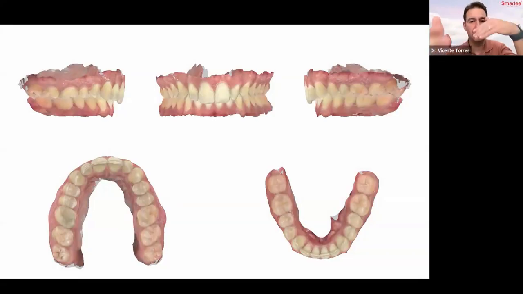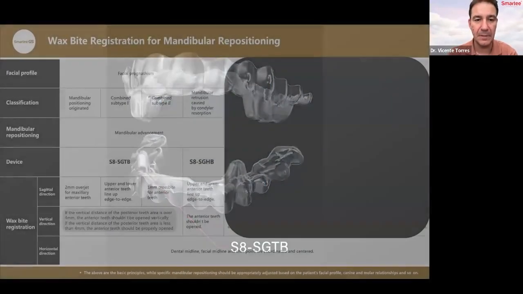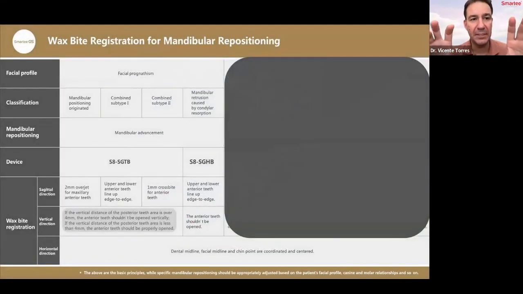So remember again, from the beginning, I have increased overbite. In that case, yes, I have increased overbite. I have an increased curve of Spee, maybe a little. So in that case, my ideal solution is the Twin Block appliance. And this is very important. This is the wax bite registration for mandibular repositioning.